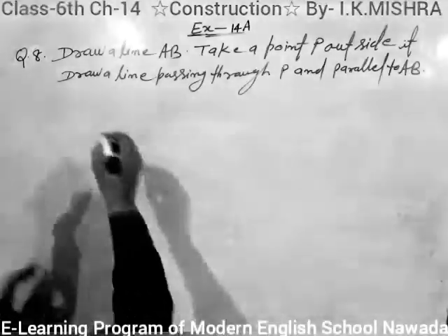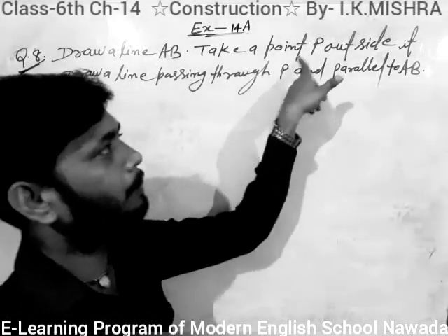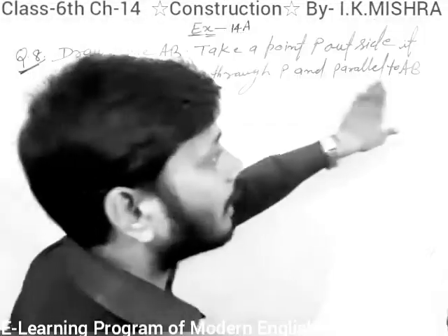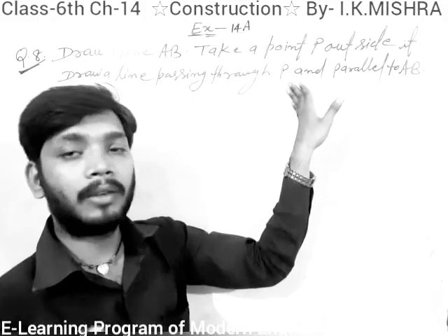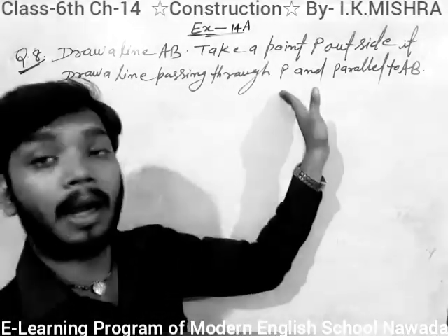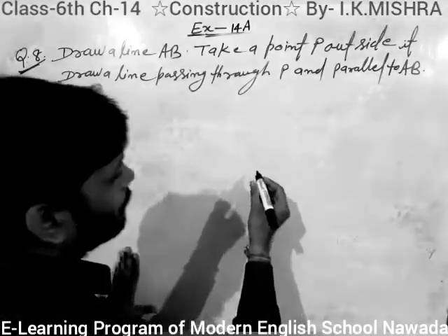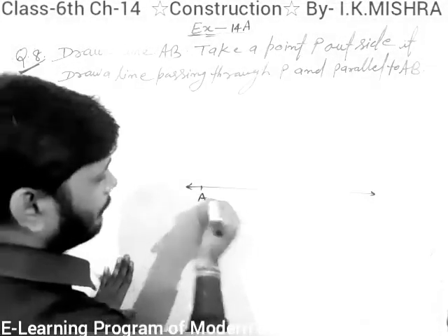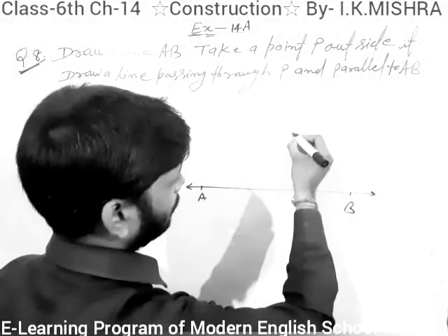Students, here question number 8 is written: draw a line AB, take a point P outside it. Draw a line passing through P and parallel to AB. In the previous question, P is outside AB and you had to draw a perpendicular to AB from P. But here you have to draw a line parallel to AB. So first of all, draw a line AB. Here I draw a line AB. AB is a line. And students, here suppose a point P.